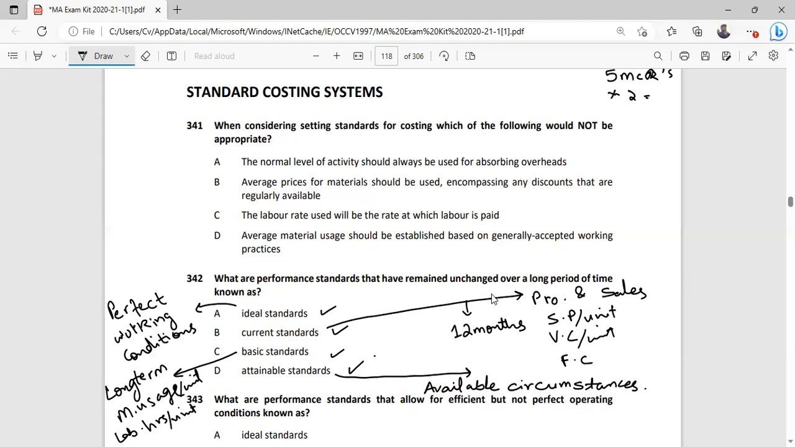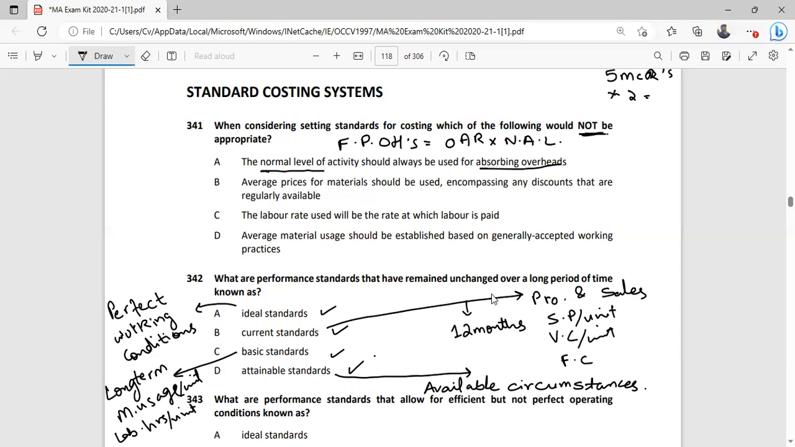Now we are starting with this MCQ. When considering setting standards for costing, which of the following would not be appropriate? The normal level of activity should be used for absorbing overheads. It is correct. Whenever we are calculating fixed production overheads, it means OAR multiplied with normal activity level. So OAR into normal activity level, budgeted activity level is one and the same thing.